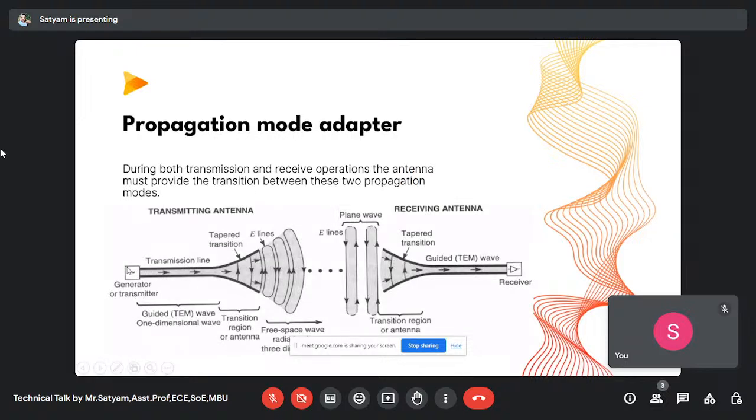Okay. So here is the propagation mode adapter. As I have told you, here is a generator, here is the receiver. Both are very distant apart, a lot of distance in between. Here is the transmission line, here also is the transmission line. Inside the transmission line, the mode is TEM, right? Here is the free space. Here the wave propagates like a plane wave, and here the mode is TE or TM. So on one side, this tapered thing is called antenna, a horn antenna, let's say. So here it is one mode, here it is another mode. It should be able to adapt itself for the proper mode adjustment, right?